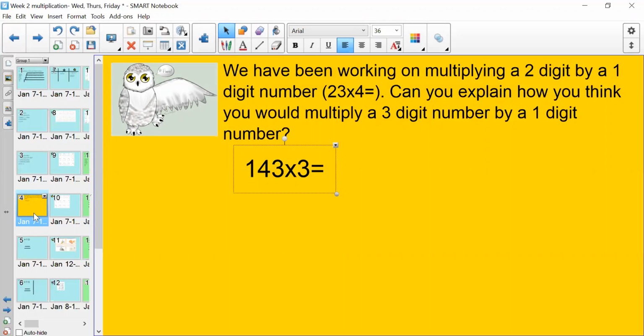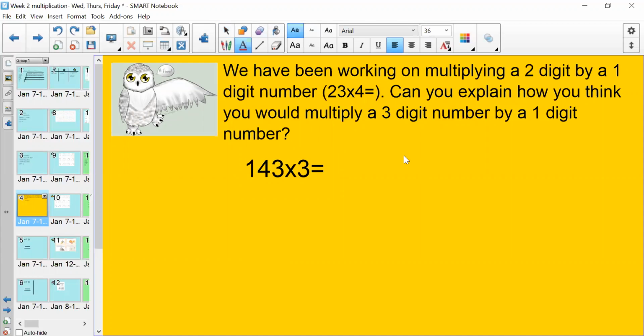Okay, so multiplying a 3-digit number is exactly the same as a 2-digit number. There's just an extra column to multiply. So yesterday and the day before, we looked at 2 different ways of multiplying 2-digit numbers. One was to partition all the numbers and then add them together, and the other one was regrouping. So we're going to look at the partitioning one today and the regrouping one tomorrow. So let's look at how we'll set it out today.